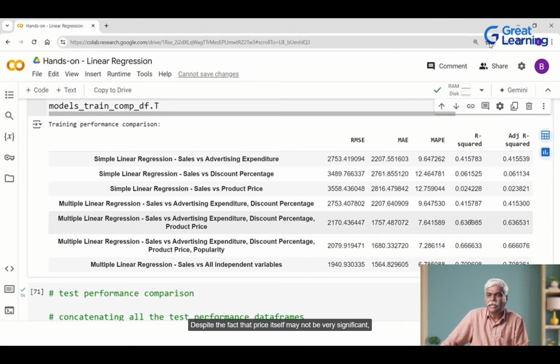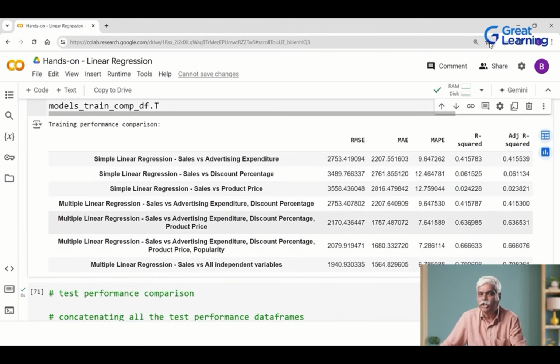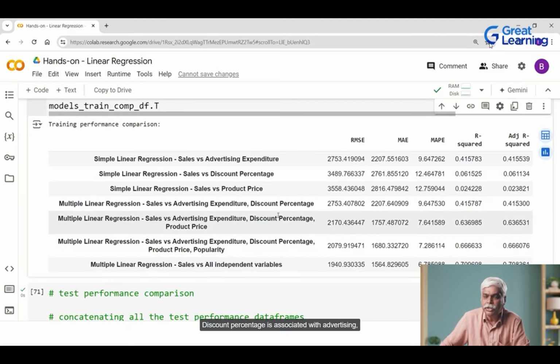Despite the fact that price itself may not be very significant, it is adding additional information that discount percentage did not. Discount percentage is associated with advertising, so it's not adding much to a model when advertising is already there. Product price, despite not necessarily giving an R square on its own, is increasing it simply because the information that it gives is separate from the information on advertising. You could argue that way.